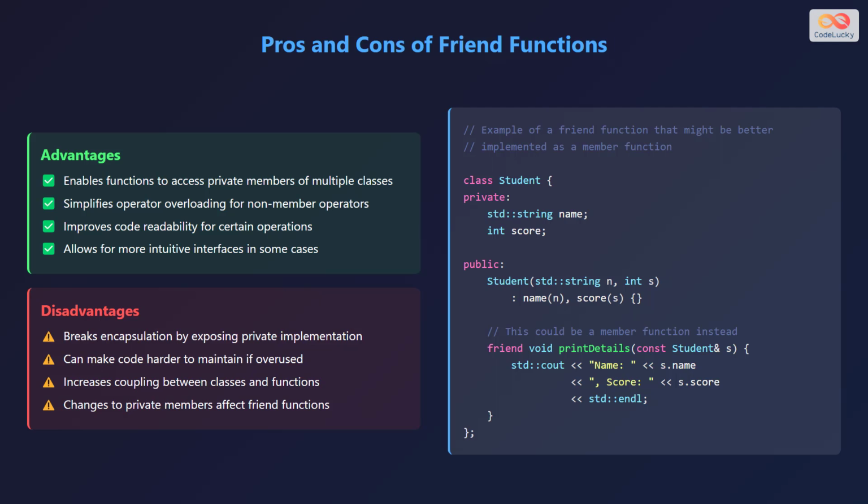Like any programming construct, friend functions have their advantages and disadvantages. On the plus side, they enable functions to access the private members of multiple classes, simplify operator overloading, and improve code readability in certain cases. On the downside, they break encapsulation, can make code harder to maintain if overused, increase coupling between classes and functions, and mean that changes to private members can affect friend functions. As you can see in the code example, declaring printDetails as a friend function is not the best approach, since it can easily be implemented as a class method.